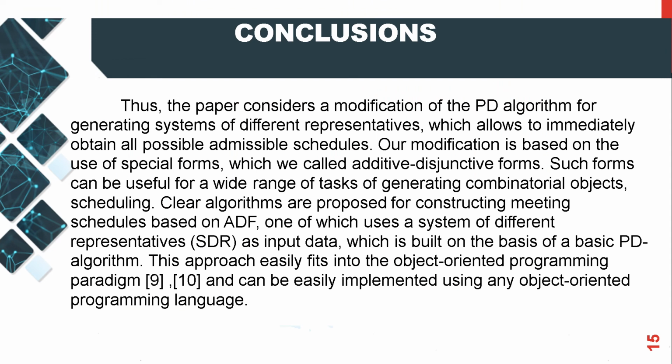Thus, the paper considers a modification of the PD algorithm for generating a system of difference representatives, which allows us to immediately obtain all possible admissible schedulers. Our modification is based on the use of special forms, which we called additive disjunctive forms. Such forms can be useful for a wide range of tasks of generating combinatorial object scheduling. Clear algorithms are proposed for constructing a meeting scheduler based on ADF, one of which uses a system of difference representatives as input data, which is built on the basis of the PD algorithm.